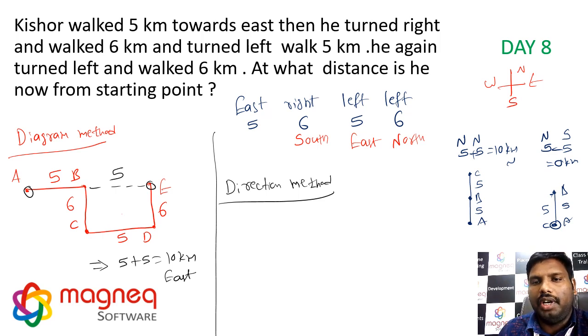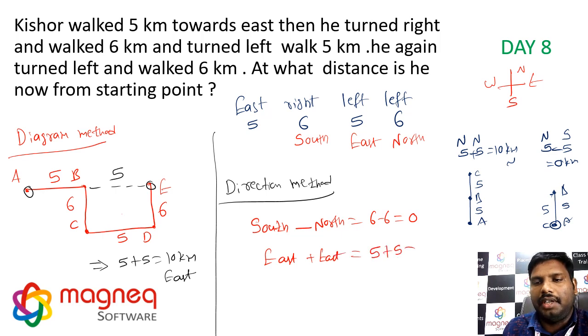So from the above data, east and east, south and north means south minus north, 6 minus 6, 0 kilometers, and east plus east, 5 plus 5, 10 kilometers, and direction east. First one by using diagram method, second one by using direction method.